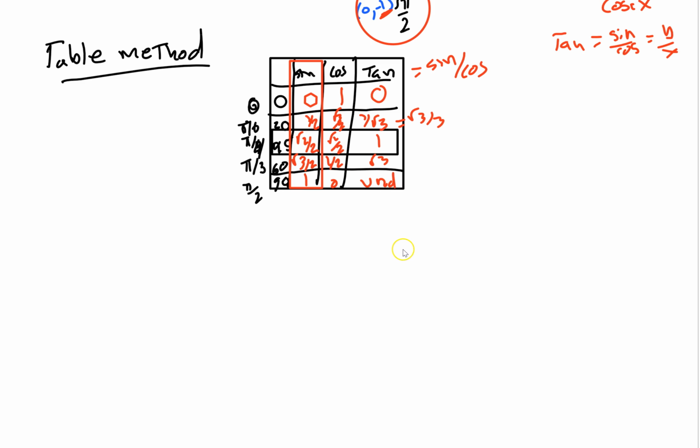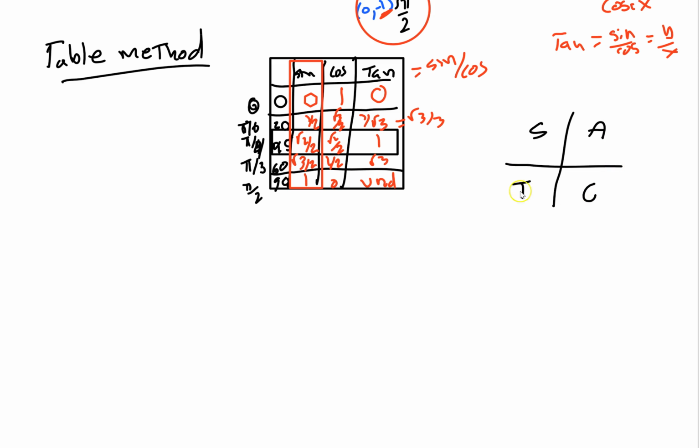Anytime you have to solve something with a table, you just draw the table once. If you have a formula sheet, you draw it once, then you can just refer to it. There's one more thing to know with the table, and we're going to talk about it more in a little bit. Here's my chart: All Students Take Calculus.